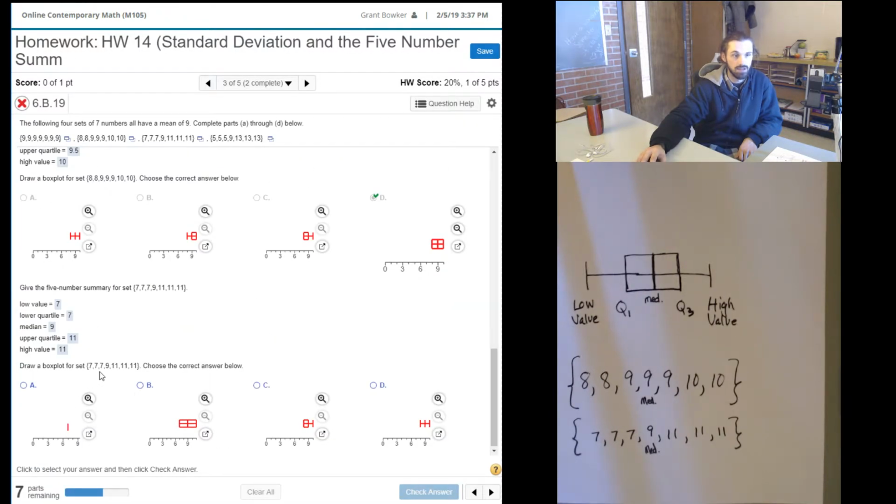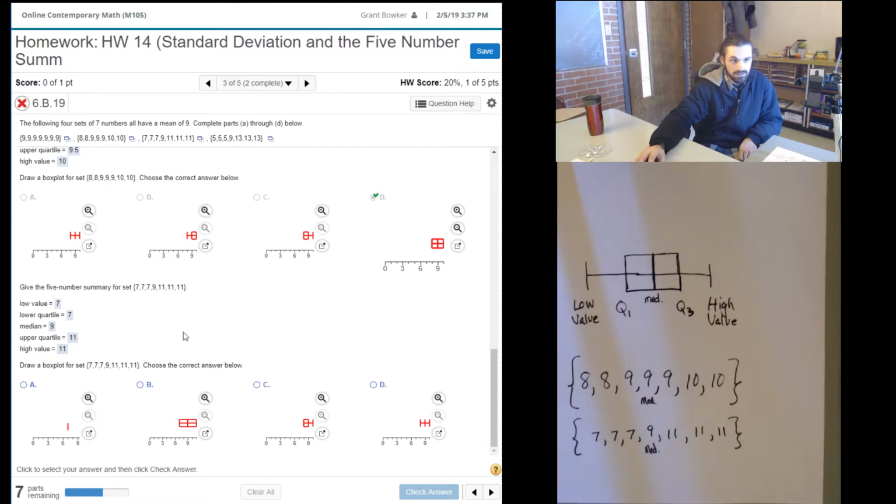Draw a box plot for this one. Well, 7 is the low, 11 is the high. And we have a symmetric box plot. So it looks like A is no good, C is no good. So the options are between B and D.